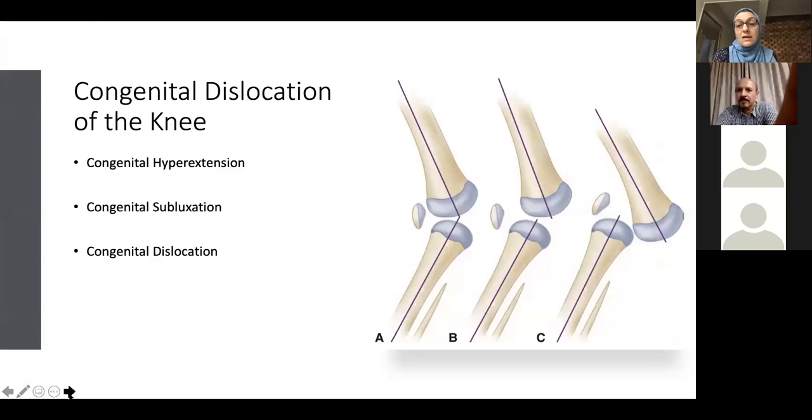It presents in 3 grades or 3 types or 3 stages or 3 modalities. The easy ones are the type A and B, and these include only congenital hyperextension or congenital subluxation when there is actually contact between the articular surfaces of the distal femur and the proximal tibia. But then there is the very serious true congenital dislocation, which is irreducible, which is type C, where there is totally lost contact between both articular sides, and any further flexion or attempt to reduce would not result in actual reduction.